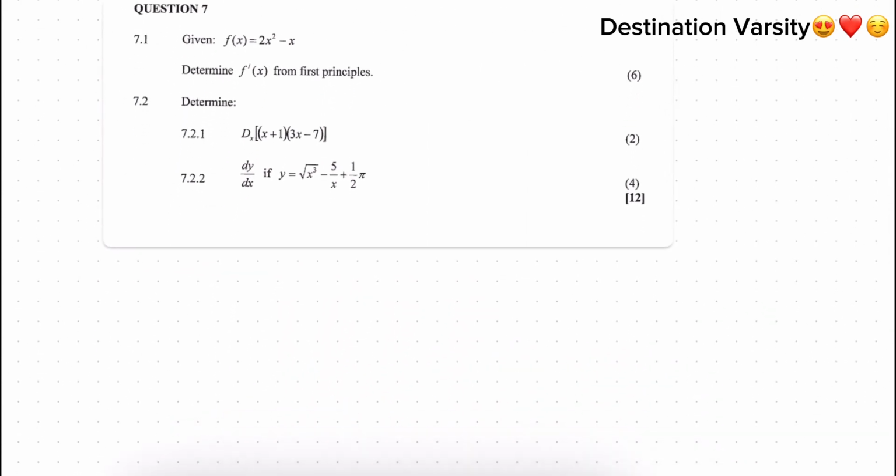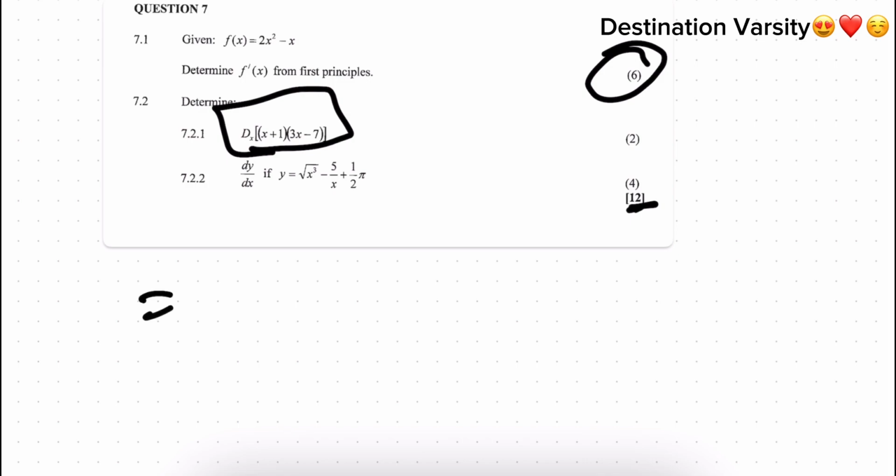6 marks. Literally, you have 50% of this question because it's 6 over 12, right? Then they're saying determine the derivative of this. Is this in standard form? No. So that means I'll literally expand it then.